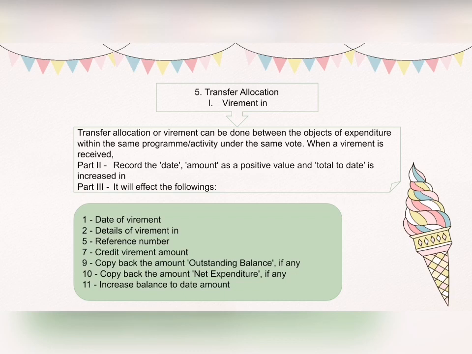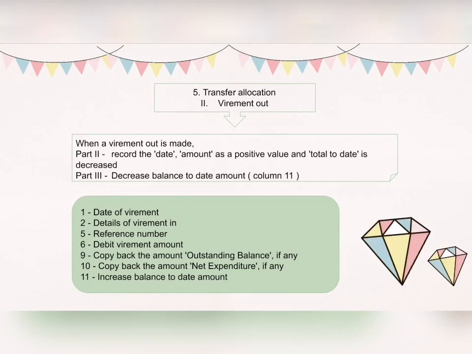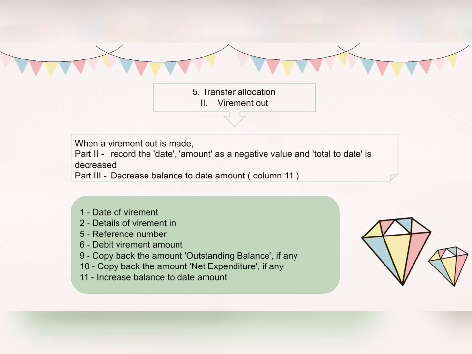When a payment in is received, part 2 and part 3 will be affected. In part 2, we will record the amount as a positive value, and the total to date is increased. In part 3, it will affect column numbers 1, 2, 5, 7, 9, 10, and 11. Next is payment out. When a payment out is made, the same columns will be affected. The only difference is that in part 2, payment out will be recorded as a negative value, and in part 3, it is recorded under the debit column.